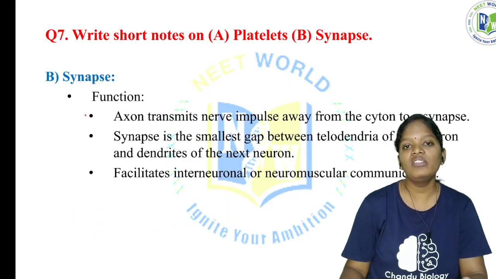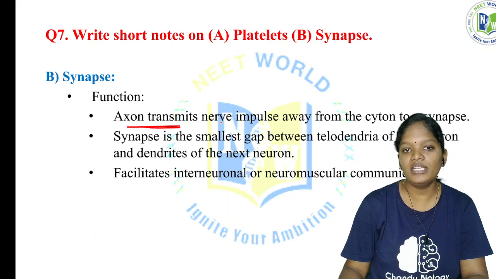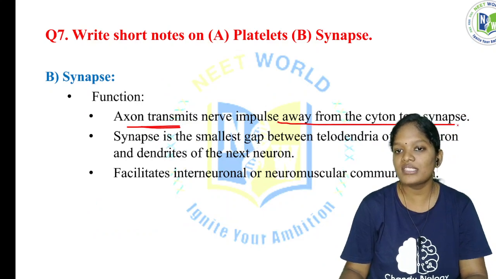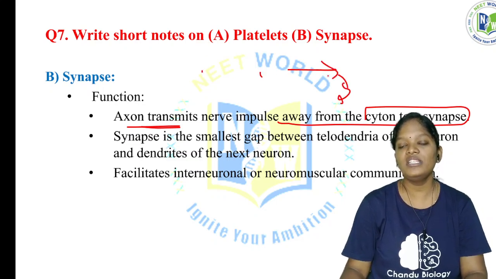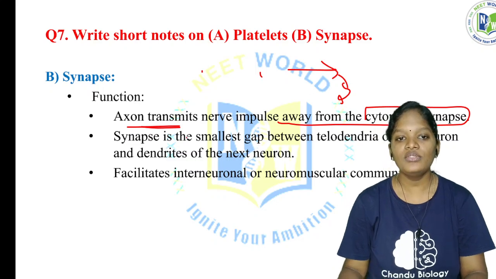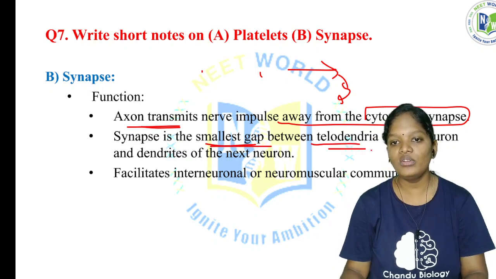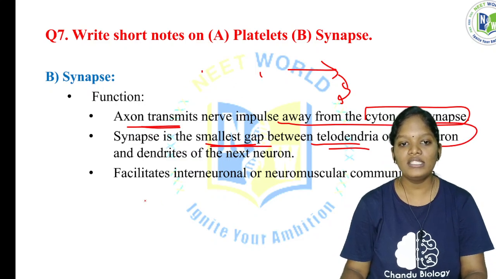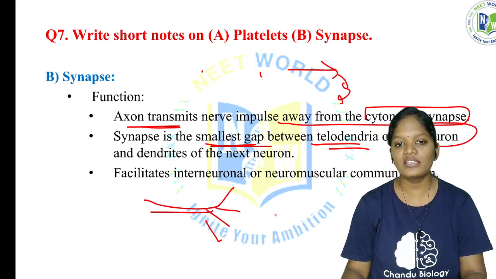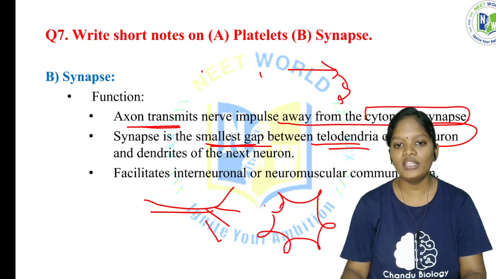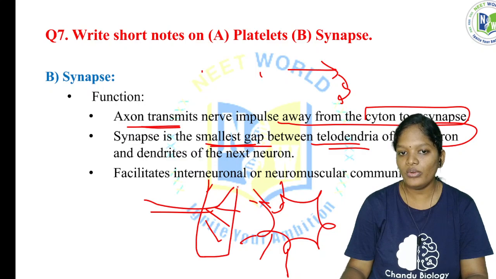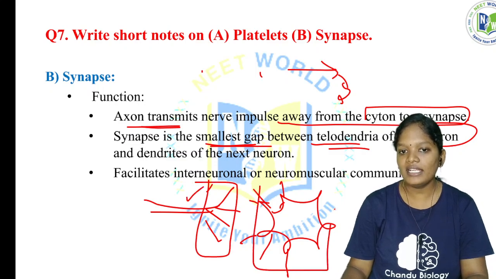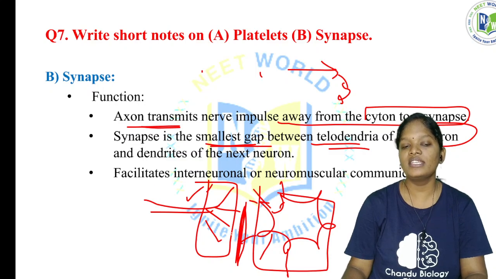What is the function of this synapse? The axon terminals carry the nerve impulse away from the cyton to the synapse. From the cyton to the synapse, the nerve impulse is transmitted with the help of the axon. The synapse is the smallest gap between the telodendria of one neuron and the dendrites of the next neuron. This is a neuron, this is the axon terminal, and again there is another neuron nearer to its dendrites. This gap is considered a synapse.